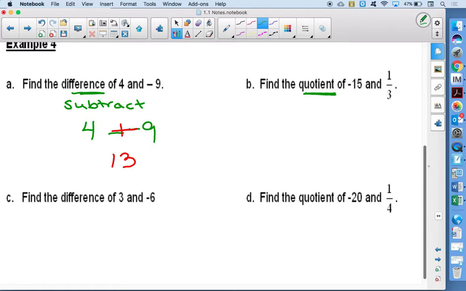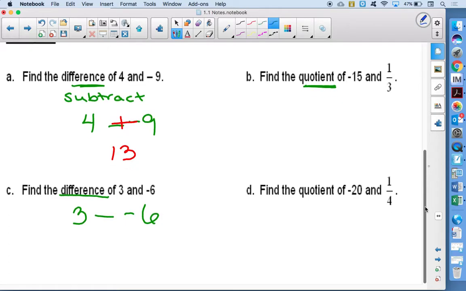If you look underneath it, again, it says the difference of 3 and negative 6. So we have 3 minus a negative 6. Emma, when you have a minus and negative, what happens with that minus negative? It becomes a positive, and 3 plus 6 is 9. Good. What's quotient mean? Yeah, good. She said the answer of a division. So quotient means to divide.